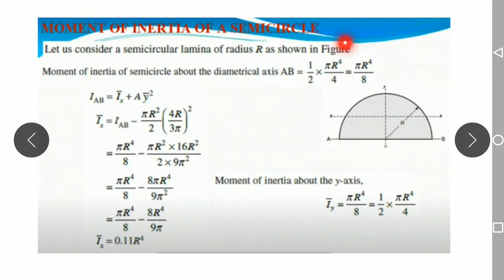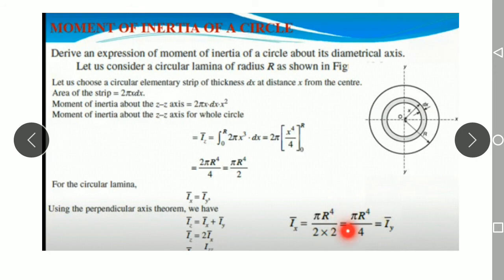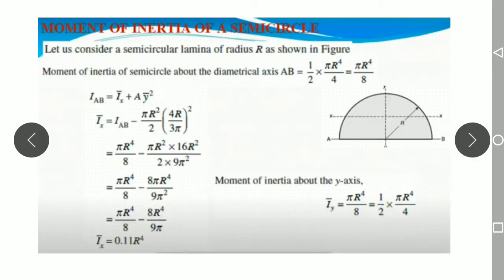So about the diametrical axis is equal to what? Half into the moment of inertia of the circle they have considered. Moment of inertia of the circle is what you have just derived, that is pi r raised to 4 divided by 4. So moment of inertia of the semicircle is nothing but half of the circle about the diametrical axis. So that is half into moment of inertia of a circle. Therefore pi r raised to 4 divided by 8 is the moment of inertia of this semicircle about the axis AB. Is it clear?